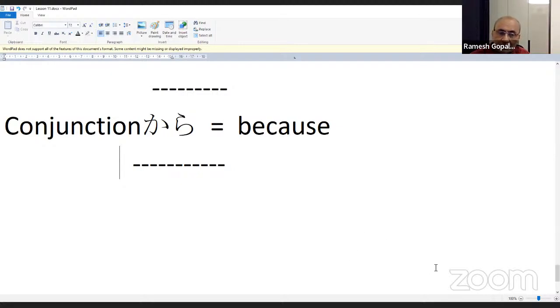So for this sentence, we can say ice cream o kaimasu kara. Ice cream ga suki. No, because, I like ice cream, so I will buy it. So then you can say like that. Okay. Ice cream o kaimasu, then you'll have to make another sentence to explain this. Why?